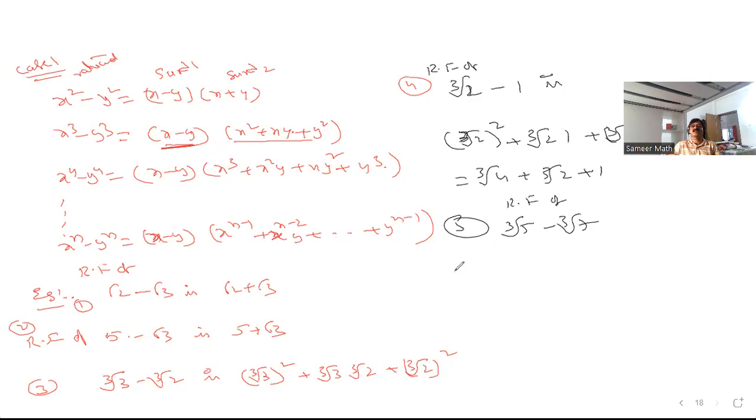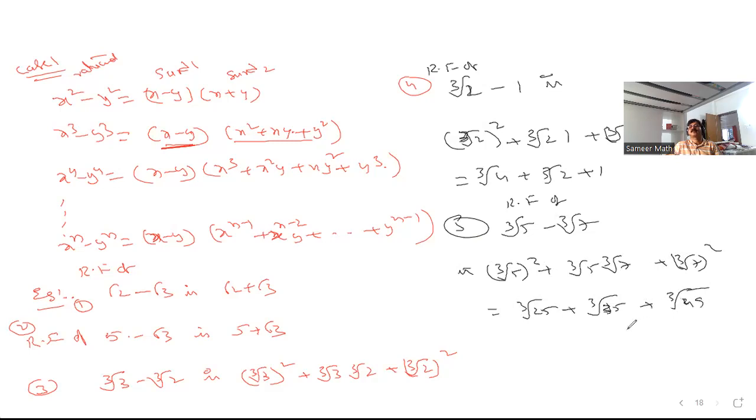RF of this one is what? (∛5)² + ∛5·∛7 + (∛7)², you can write. If you simplify, ∛25, ∛35 because 7×5 is 35, and ∛49. Yeah, this is your RF. Right now, so case 1 is clear.